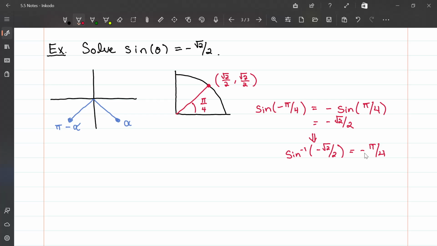If we follow the information that we put up previously, that would lead us to say, okay, well, theta must be equal to, let's see, negative pi over 4 for the first one, and then plus 2n pi. And then for the second one, we're going to take pi and subtract negative pi over 4, which really means the same thing as pi plus pi over 4. So that should give us 5 pi over 4 plus 2n pi.